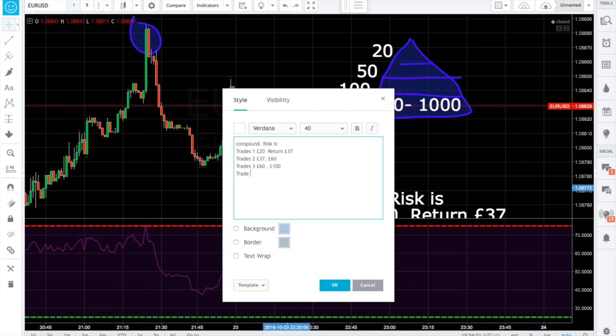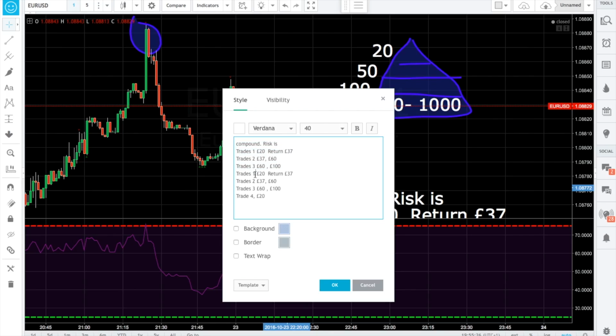Trade 4, you might be asking what we do. Simple answer is go back to 20. So you're risking 20 again. You've made 100, and out of that 100 you've only risked 20. So you have £80 profit. And what that does is give you 4 chances to compound this method again. You just copy exactly what you did here.